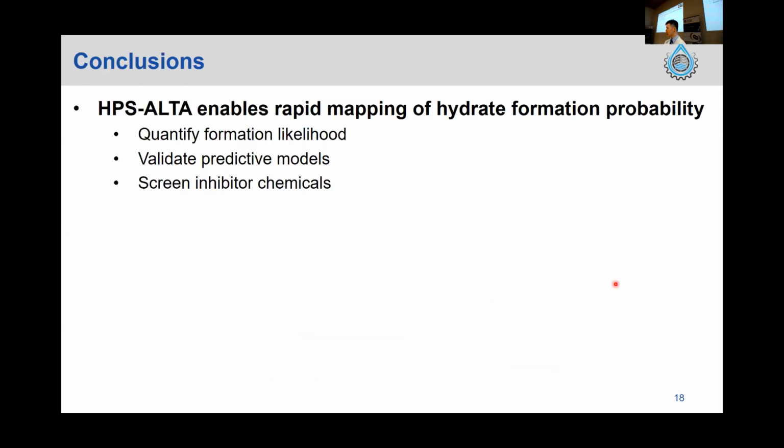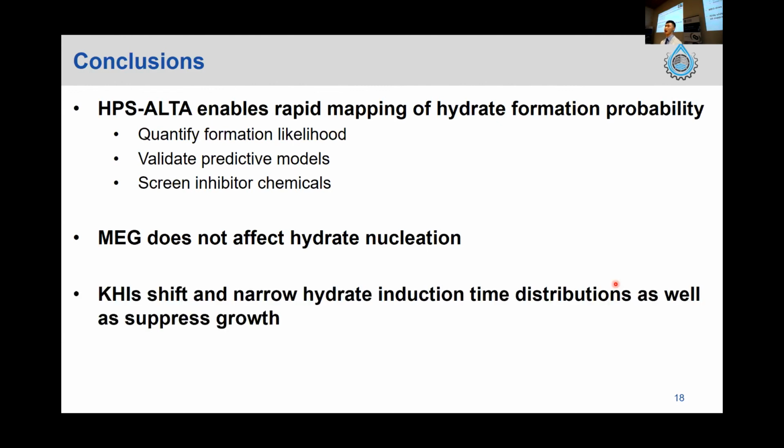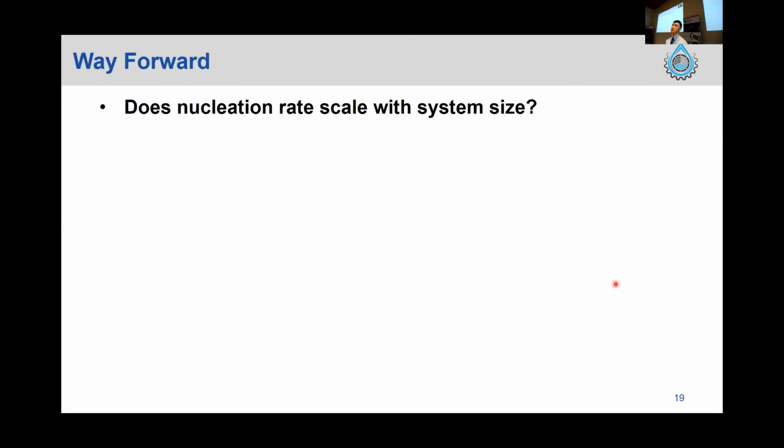So I just want to touch base on the conclusion. Once again, this HPS-ALTA enables us to get lots of high fidelity, statistically significant hydrate formation data sets, and we can validate hydrate nucleation models such as exponential distribution, gamma distribution, and so on. We can also screen different types of inhibitors. We've seen that MEG acts purely as a THI. It does not affect hydrate nucleation. And KHI delays nucleation as well as suppresses growth. So this is a very fruitful research project because there's a lot that we can look at.